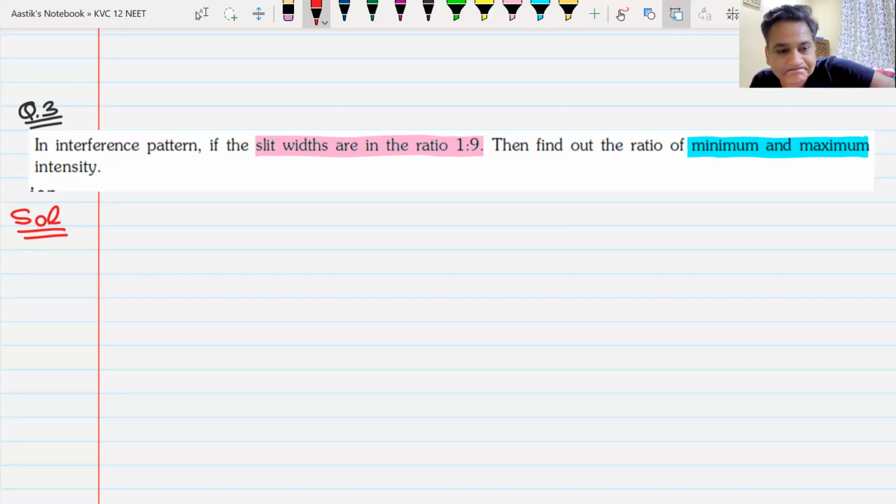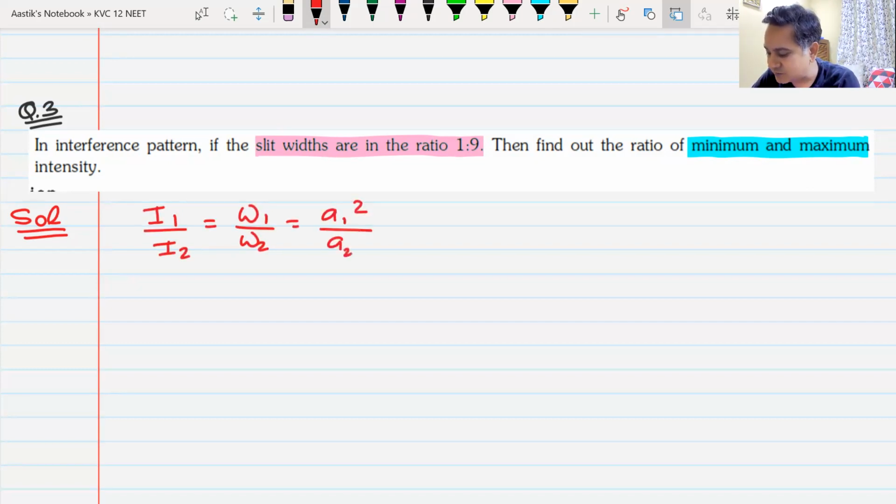So I1 by I2 equals omega 1 by omega 2 equals A1 square by A2 square. I1 by I2 is not omega, it is width, W1 by W2. Okay, you can call it omega, not a problem. It is equal to A1 square by A2 square, and that is given as how much? 1 by 3, sir.